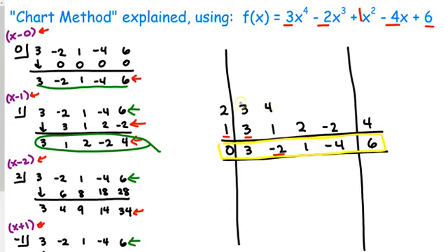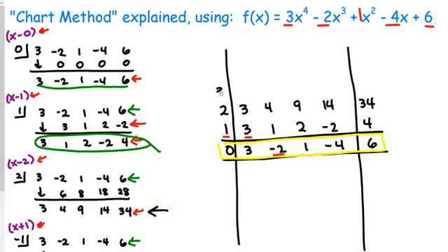4 times 2, add the next number in the 0 row. 9 times 2, add the next number in the 0 row. 14 times 2, add the next number in the 0 row. 34, just like we got over here, 34.